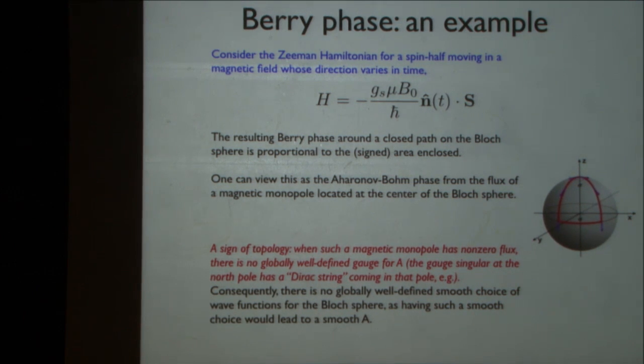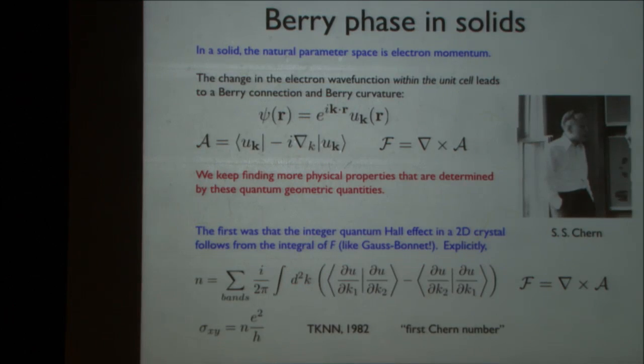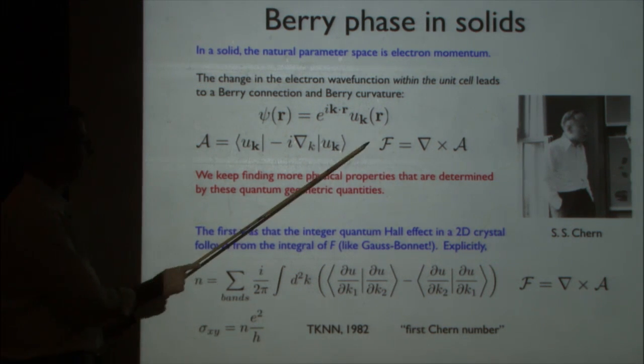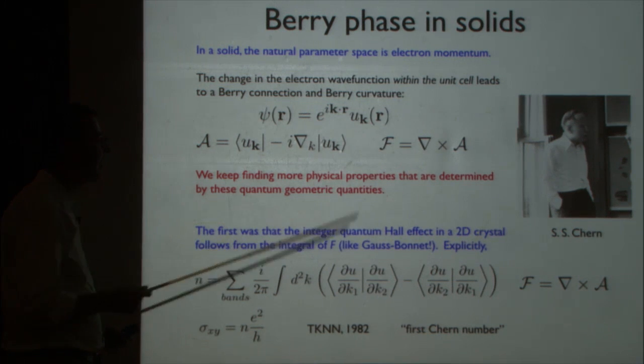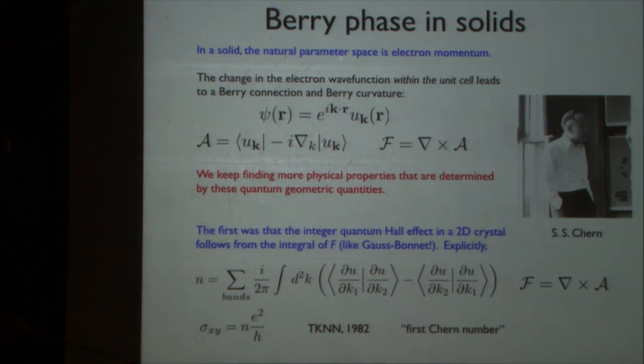So that's one example of how to connect topology to the Hamiltonian, or what the Hamiltonian did to what the wave functions are doing. Okay, so now back to solids. I said F might be physical because it's gauge invariant. And the first dramatic example of that was what explained the integer quantum Hall measurement I talked about.